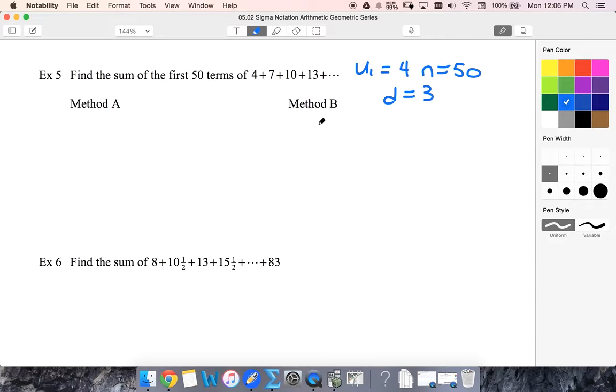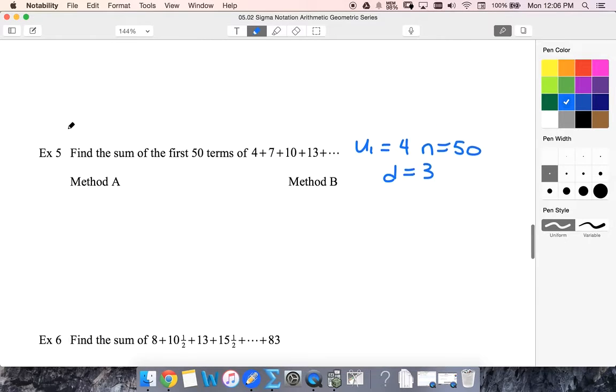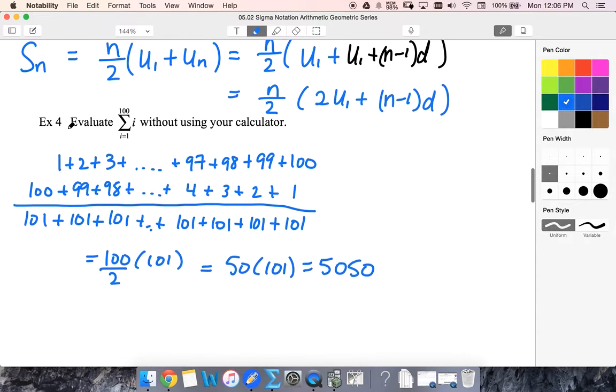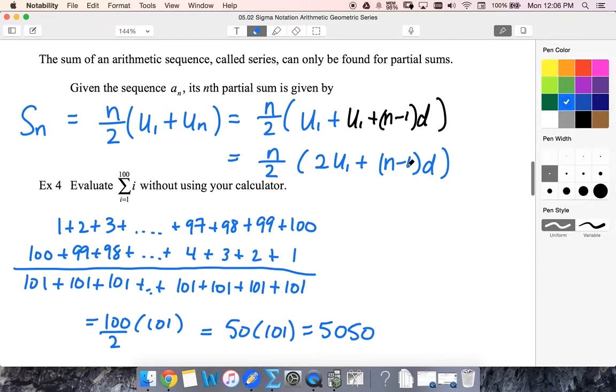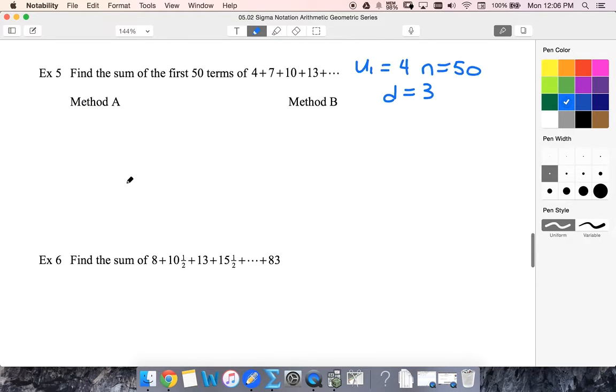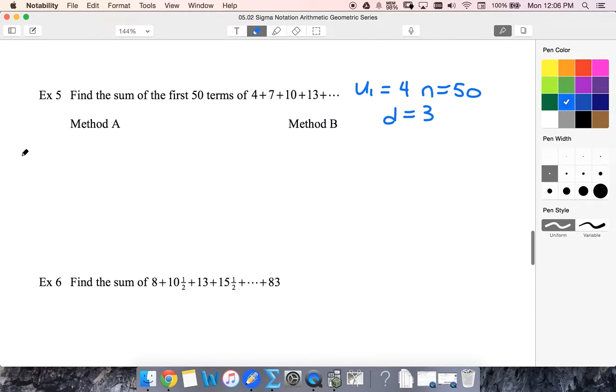So we had our two different methods, our two different formulas. This first formula called for knowing the first term and the last term. This second way called only for knowing the first term, n, and d. So if we go with one of those, I'm going to start with 50 over 2 times 2u1 plus n minus 1 times d.